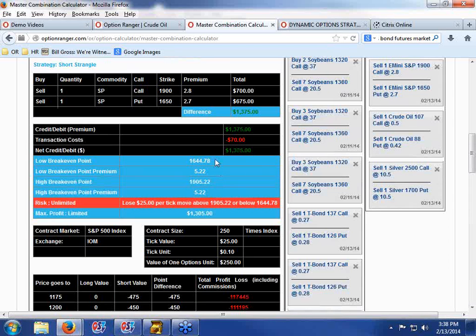The summary box shows your break-even point on the futures and your break-even point on the premium, both on a downside move. So you basically intrinsically would be losing money under 1645. 1644.78 to be exact, and on a rally your high break-even point again would be above 1905.